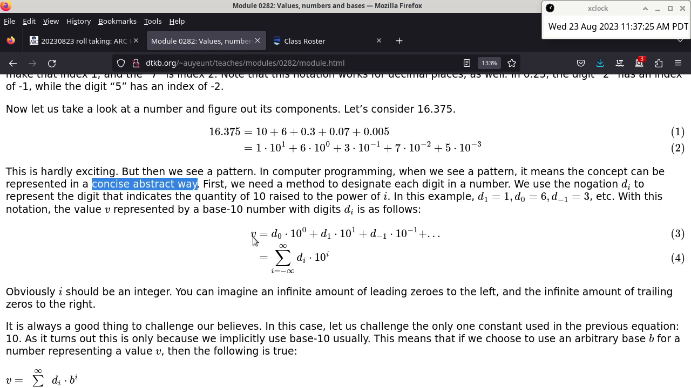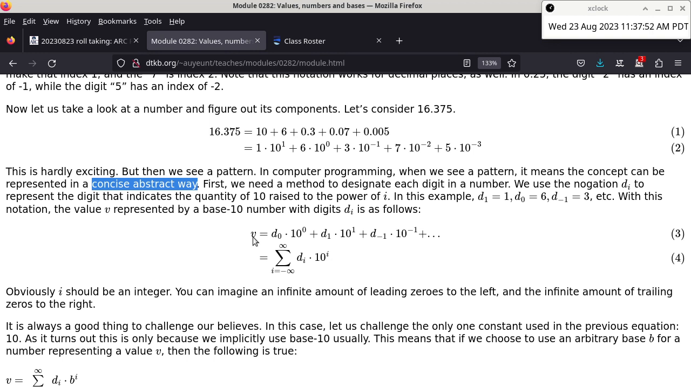And now we have the sigma notation. So in the sigma notation, we have an index I. This I here is now an index. It's a variable like in a loop. It goes from negative infinity to positive infinity. Remember what I said earlier? I could pad zeros to the left of a number all the time, and it wouldn't change anything, because intrinsic to every number is an infinite number of digits.